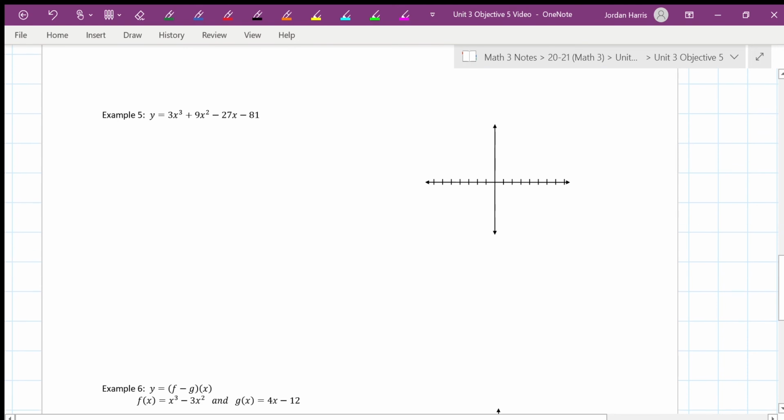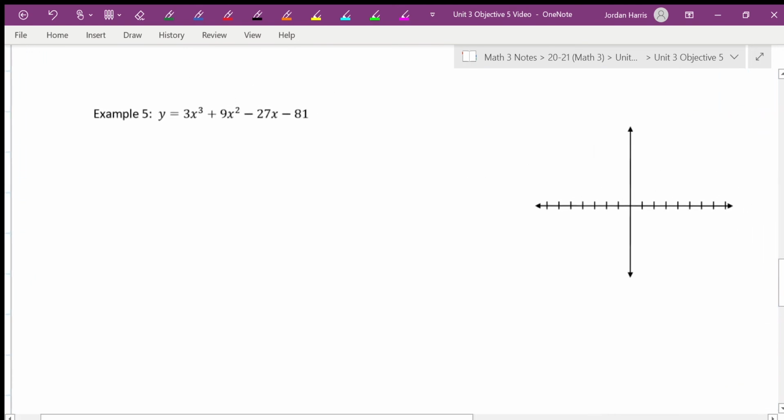Okay, example 5. Same thing again. Check. Do we have a GCF? Yes, we actually do have a GCF. Again, it's a 3.